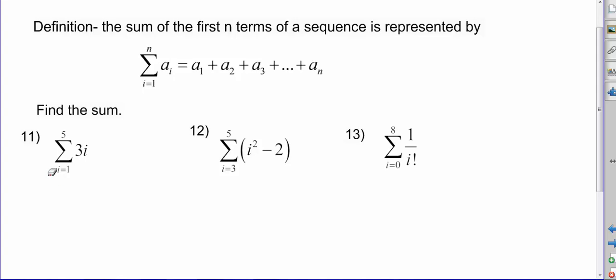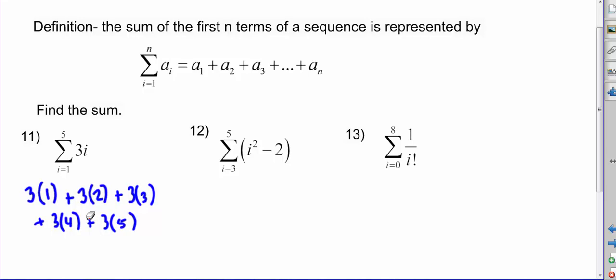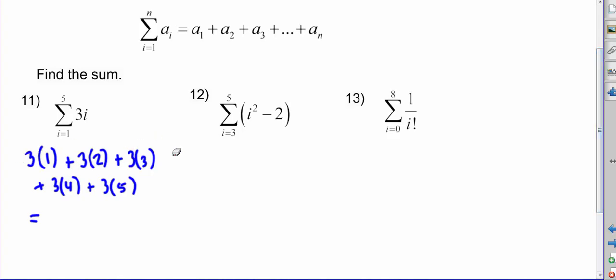So when I see number 11, it says the summation from i equals 1 to 5 of 3i. What that means is basically we're plugging in 1, 2, 3, 4, and 5 for i and adding all those results together. It would look something like this: 3 times 1 plus 3 times 2 plus 3 times 3 plus 3 times 4 plus 3 times 5. Some of you can do all that multiplication in your heads, and you could probably just write 3 and 6 and 9, etc. But when we add all those together, we get 45, regardless of if we show our work or not, hopefully.